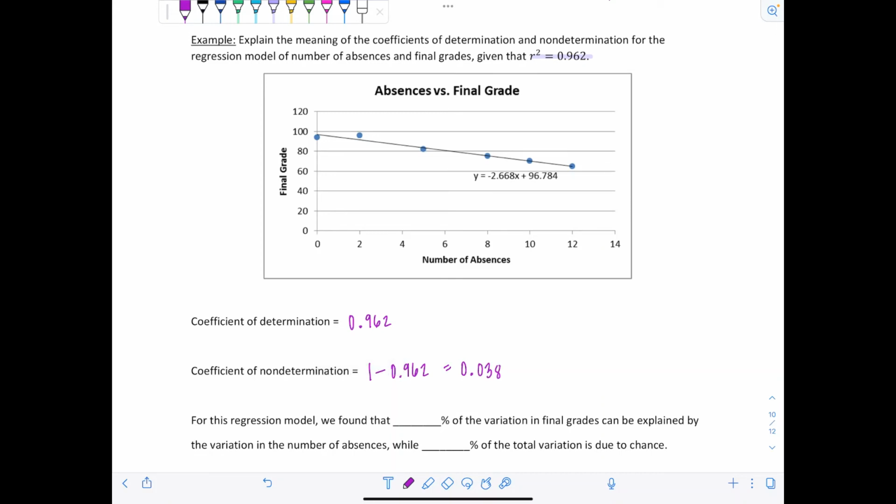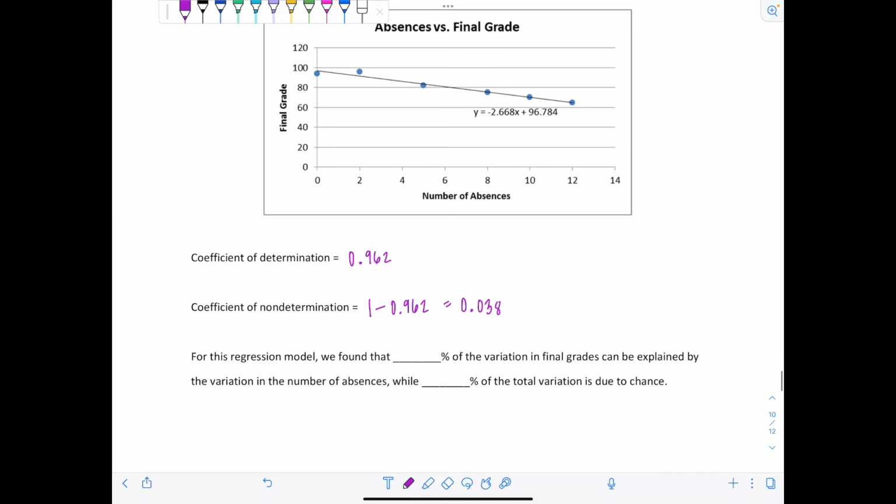So what does that tell me? For this regression model, we found that 96.2% of the variation in final grades can be explained by the variation in the number of absences, while 3.8% of the total variation is due to chance or other factors that we can't observe, okay? And so that's actually pretty excellent. If your r squared value is that high, it's a great, great linear relationship.